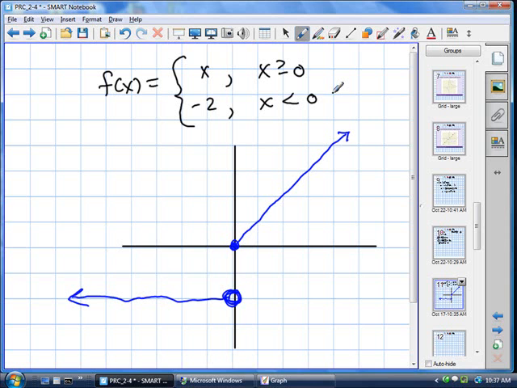Now, if this was filled in, it would not be a function. So if there was an equal sign here, then we would have a problem. But you're not going to have that conflict come up. I'm just saying. Okay, so this is a piecewise function. You know, it might be a straight line on one side and then half of a parabola on the other side.